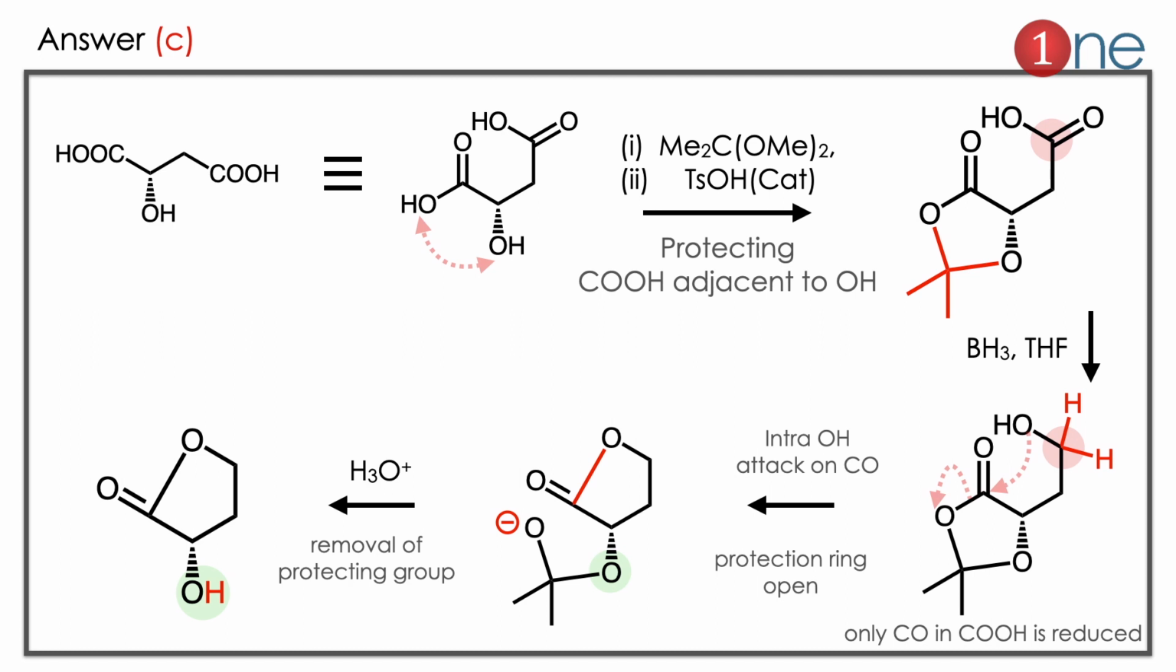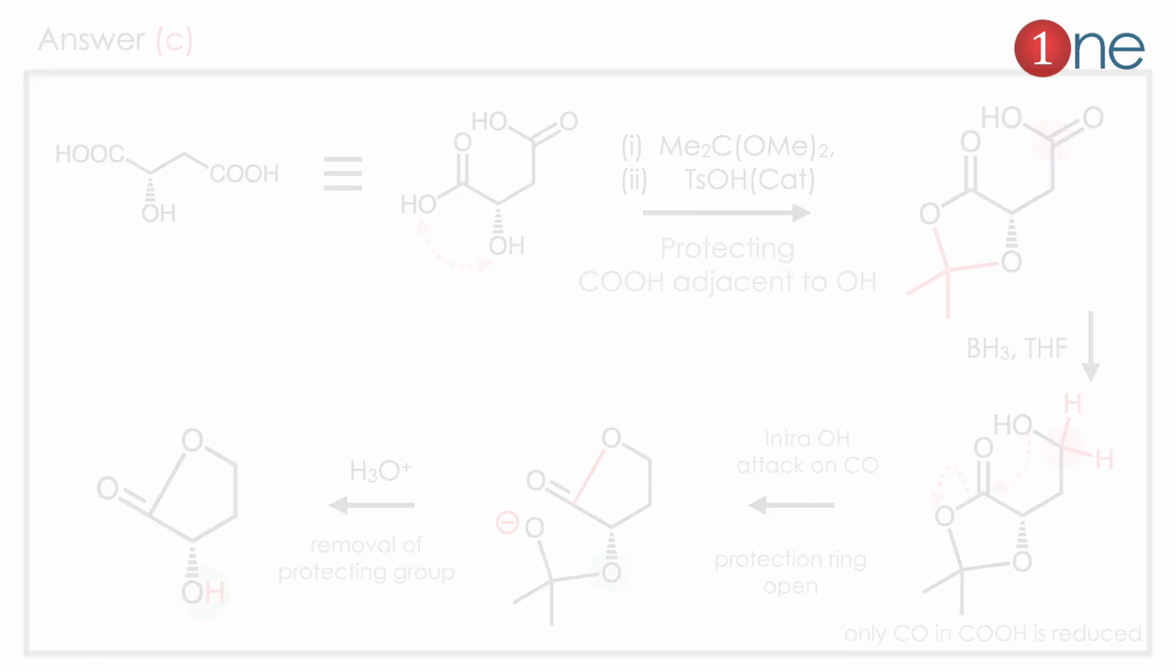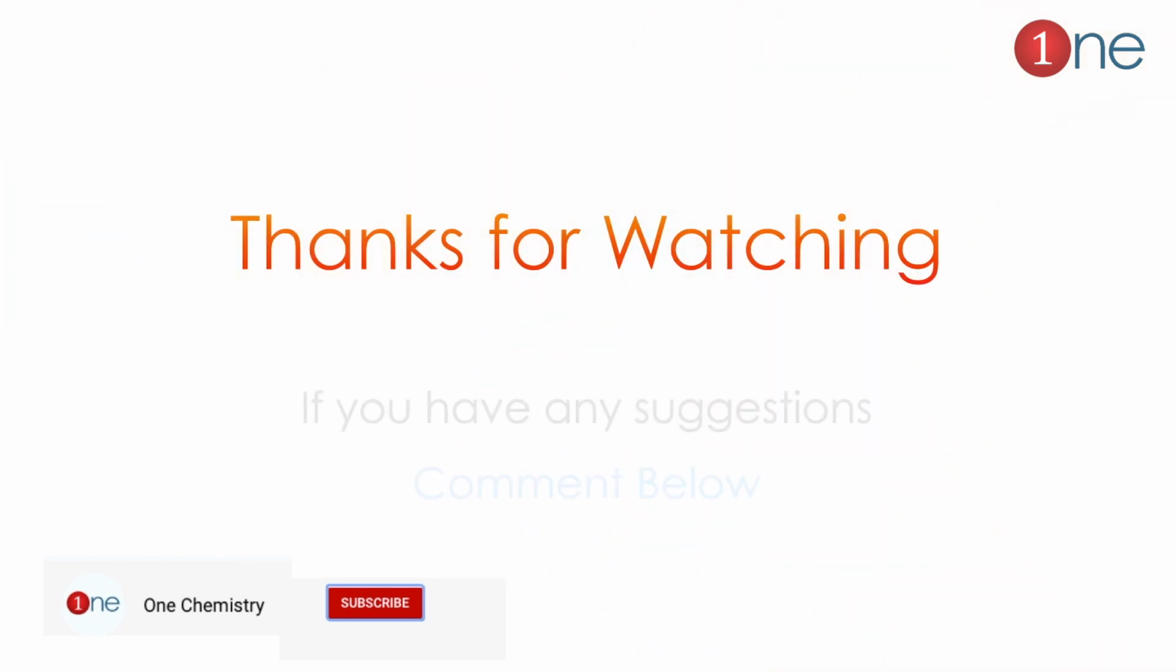Here you have to learn two things. The OH group can be protected if it is necessary in the reaction. So this is the protecting group concept. Second, borane is only sensitive to the acidic carbon, so it will only reduce the acid carbonyl group, not the ester carbonyl group.